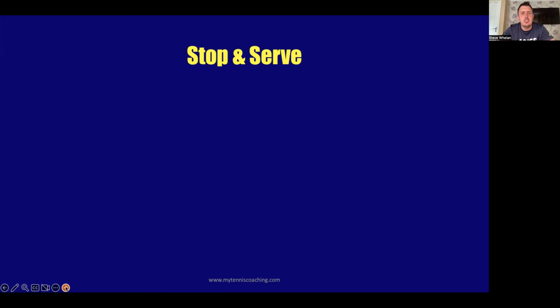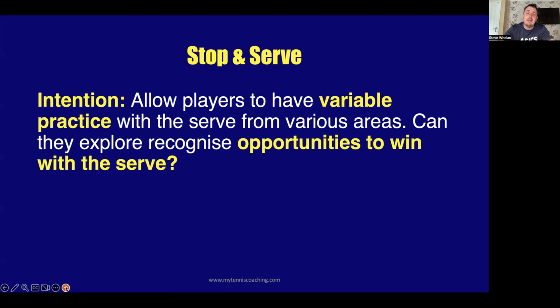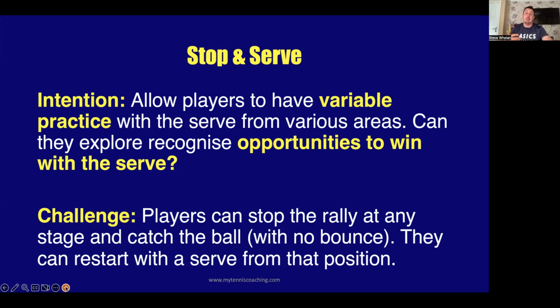The next one's called stop and serve. The intention of the game is to allow players to have variable practice with the serve in various areas. Can they explore and recognize opportunities to win with the serve? So the game itself involves the players playing points, but at any stage of the rally, the player can stop it and catch it. And when they stop and catch it, they can serve from that position.